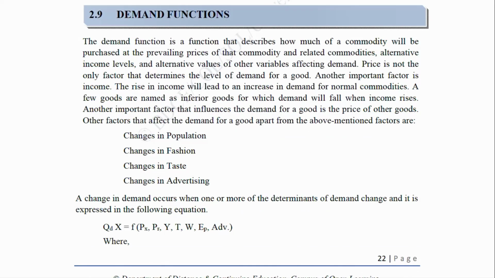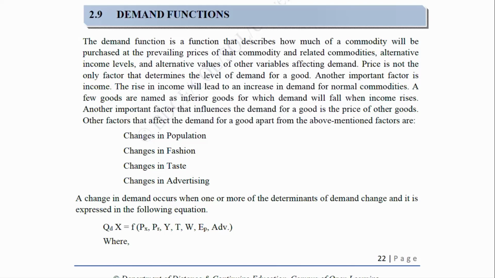2.9 Demand functions. The demand function is a function that describes how much of a commodity will be purchased at the prevailing prices of that commodity and related commodities, alternative income levels, and alternative values of other variables affecting demand. Price is not the only factor that determines the level of demand for a good. Another important factor is income. The rise in income will lead to an increase in demand for normal commodities. A few goods are named as inferior goods, for which demand will fall when income rises.